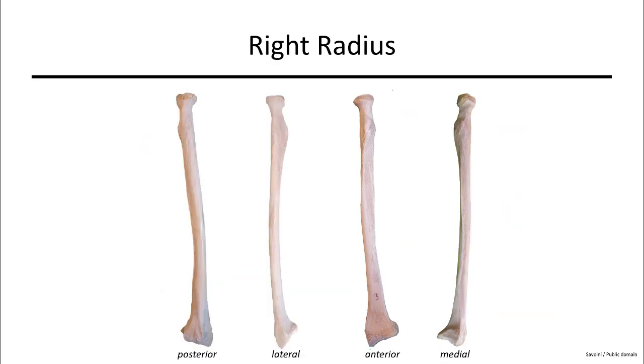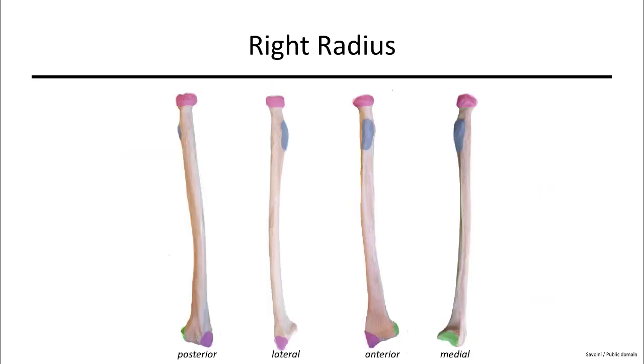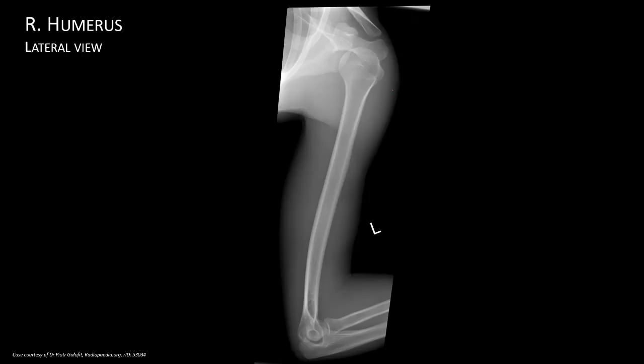So the right radius, we can see all the features indicated here from all orientations. So we have the head of the radius in pink, radial tuberosity in blue, the ulnar notch in the distal portion in green, and the pointy, thick styloid process that forms the outside of your wrist in purple. Here are those features indicated from all the views. We'll recap some of these features looking at some x-rays.